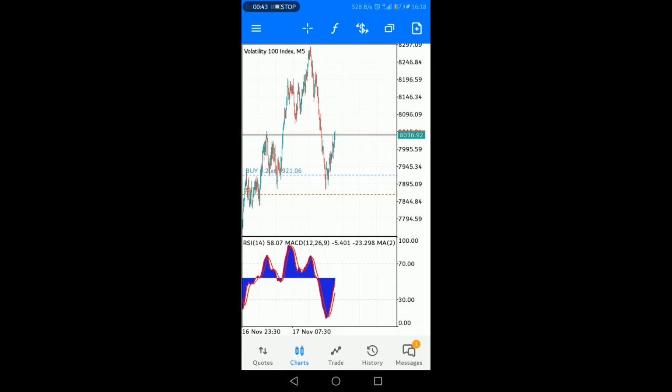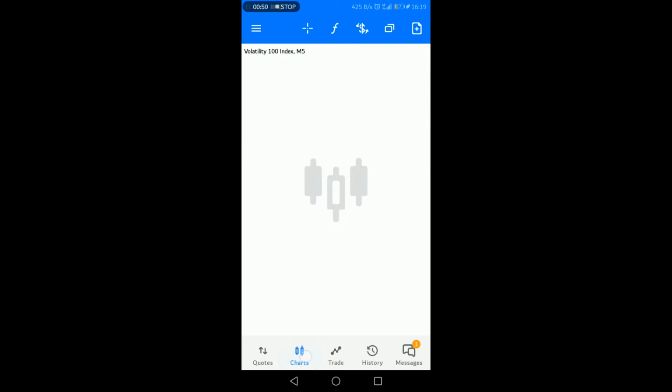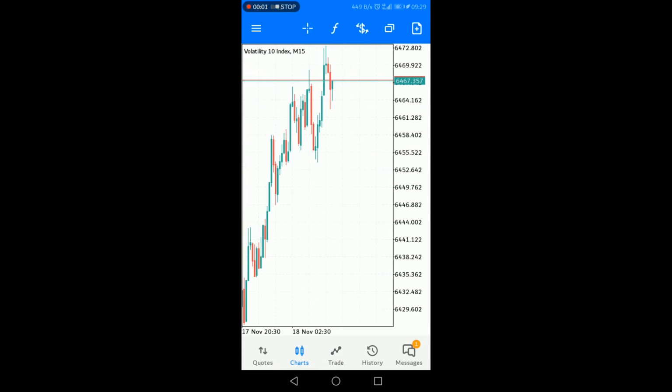It's the strategy that I shared before, but most people are still struggling with how to place the indicator. So let me show you the strategy step by step. For this strategy, the first thing you want to do is click on indicators and add the RSI.